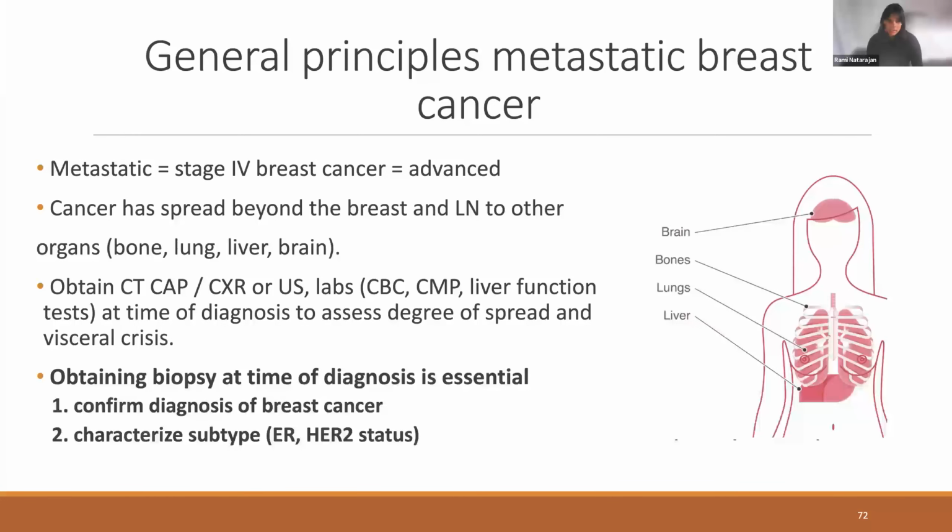It's essential to obtain a biopsy at the time of diagnosis, and this not only confirms a diagnosis of breast cancer, because sometimes we can see liver lesions or lung lesions due to a whole variety of other conditions. So we really want to make sure that we're confirming the diagnosis of metastatic breast cancer. And it's important to also, again, characterize the subtype.